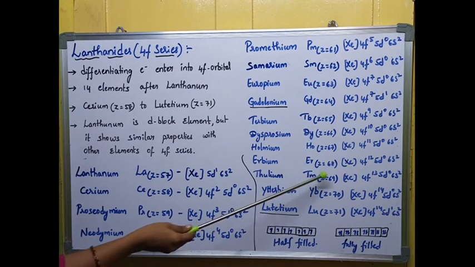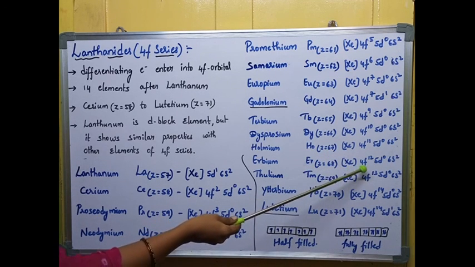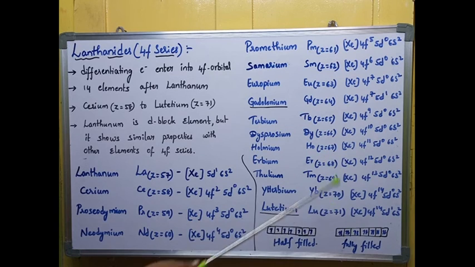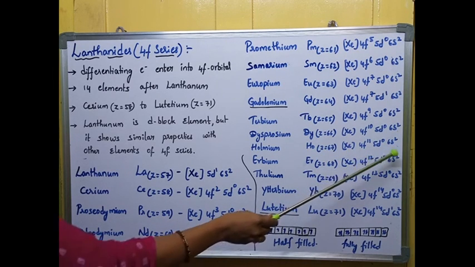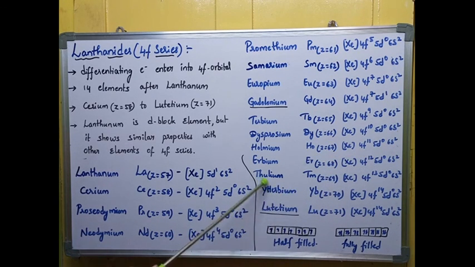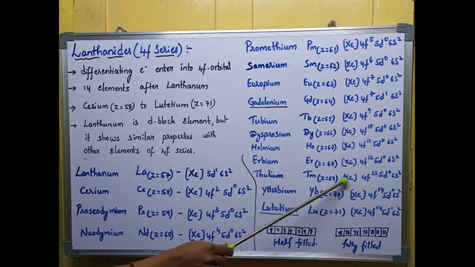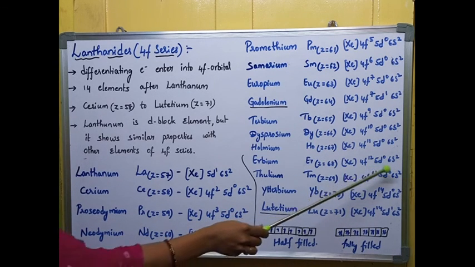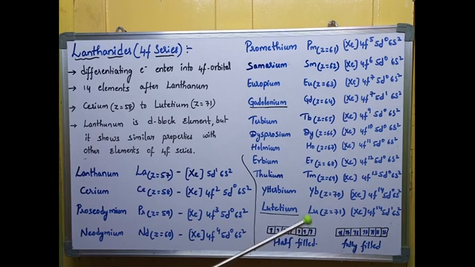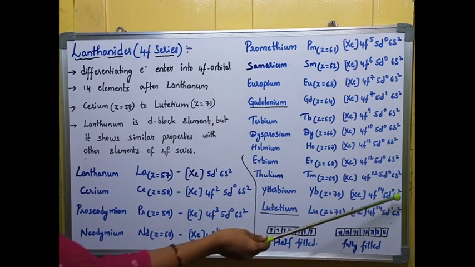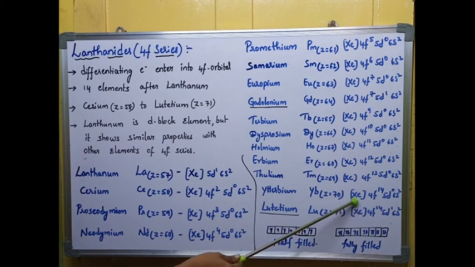Next erbium 68. So xenon 4f12 5d0 6s2. So here xenon 54 plus 14, you will get 68. Next thulium is having 69. So xenon 4f13 5d0 6s2. So xenon 54 plus 15, you will get 69. Next ytterbium 70 atomic number. So xenon 4f14 5d0 6s2. So here 54 plus 16, you'll get 70.